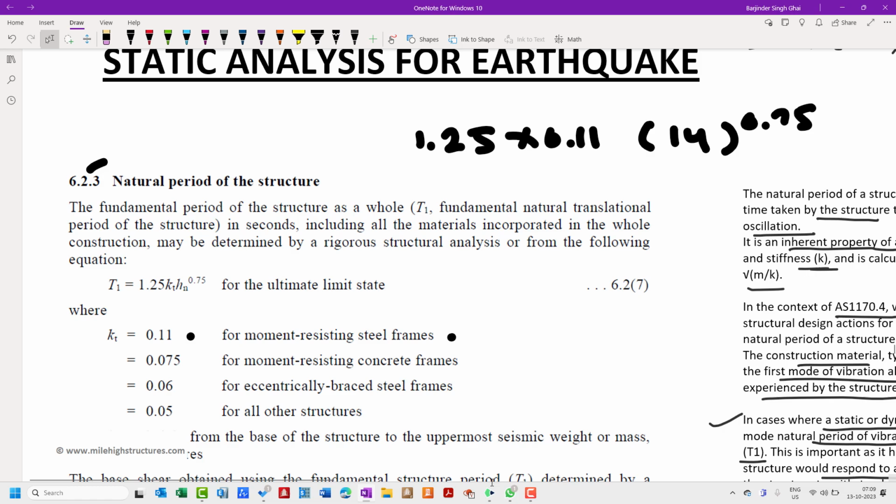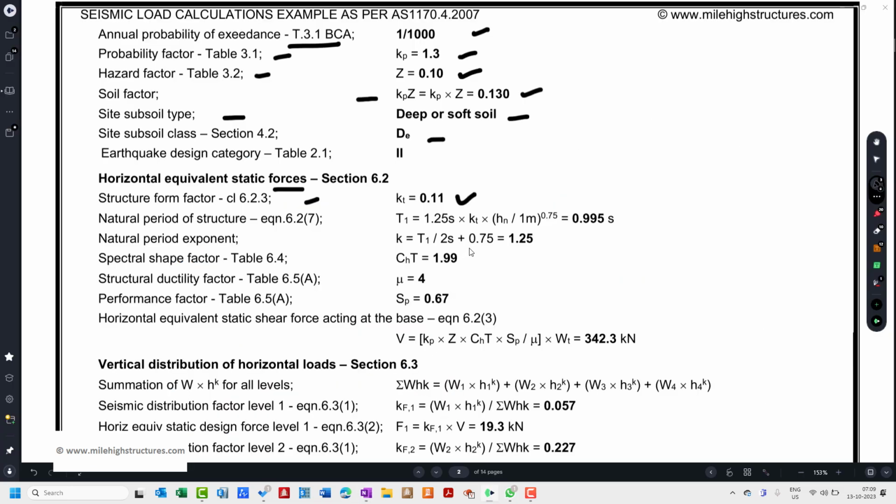Let us go back to the example here. What we have done is 1.25 into Kt taken as 0.11, and height taken as 14 to the power 0.75. This value comes out to be 0.995 second. After that, the natural period exponent is also given in the code. We simply divide this natural period by 2 and add 0.75. So 0.995 divided by 2 plus 0.75 gives us 1.25 as the natural period exponent.